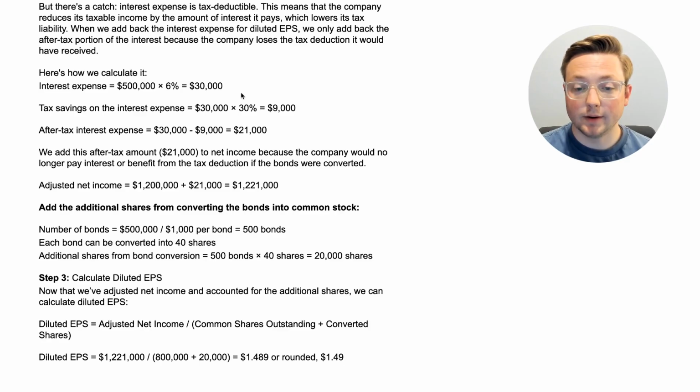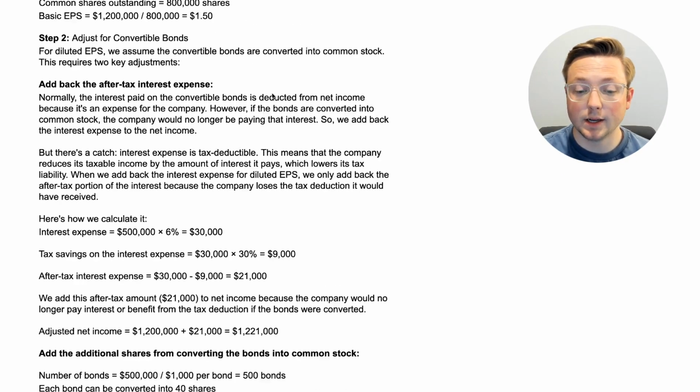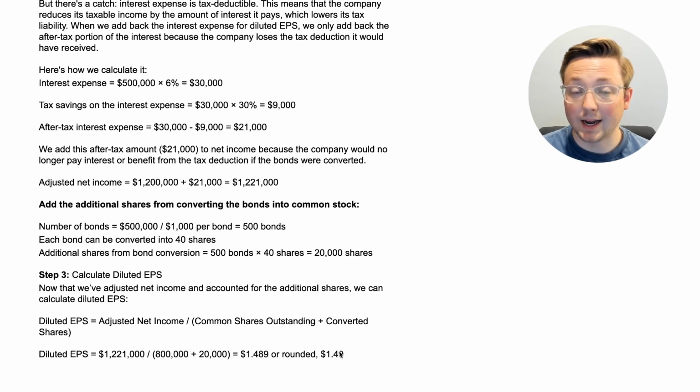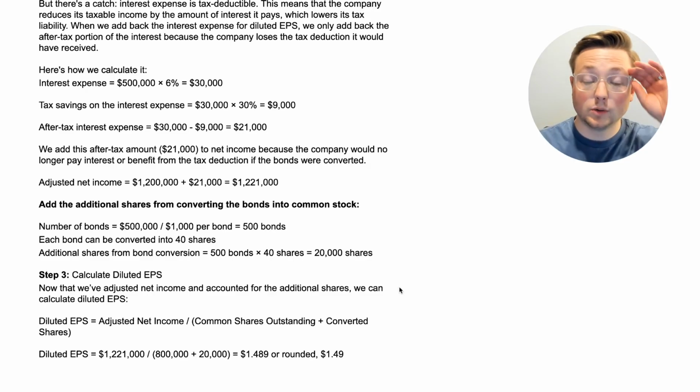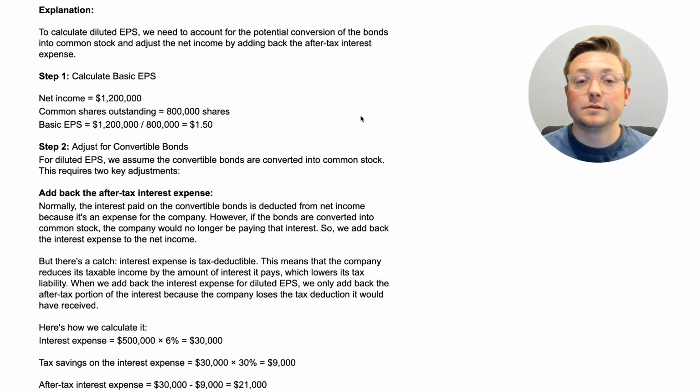So it's not too different. If we scroll back up here a little bit, the original basic was $1.50. Now it's $1.49. So it diluted a teeny bit, but it did dilute. So that means that this was an actually dilutive event that if it had happened, it would have diluted the earnings per share. So again, a little bit involved. Not too bad once you've gone through it, hopefully. Now let's go to the next question to learn a little bit more.